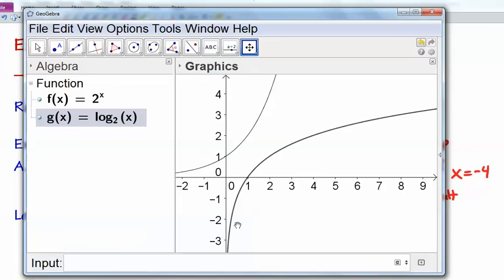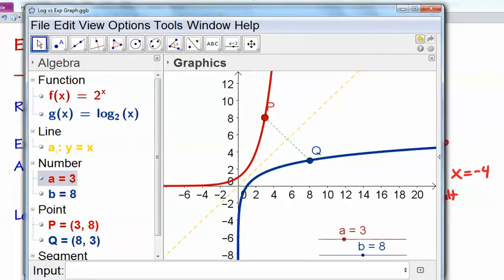So now we want to look a little more closely, and I've already made a GeoGebra file where I've used some color coding. So I'm going to switch screens here. We've got exactly the same f of x. There's our red 2 to the x graph, and exactly the same logarithmic graph. The blue graph is the log of x in base 2. But now I've made a couple of sliders so that we can look at some specific points. Point P has an x coordinate from this slider.